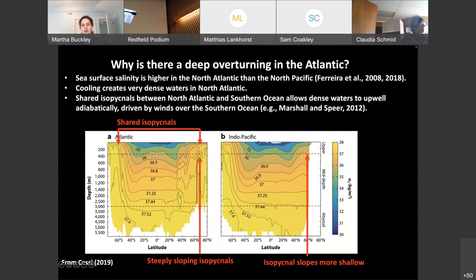The plot on the right shows the Indo-Pacific potential density distribution, and one can see that it's quite different. The surface waters are less dense. The isopycnal outcrops are much shallower, and there are no shared isopycnal outcrops between the North Pacific and the Southern Ocean. Can you see my mouse? Yeah, we can see your mouse.